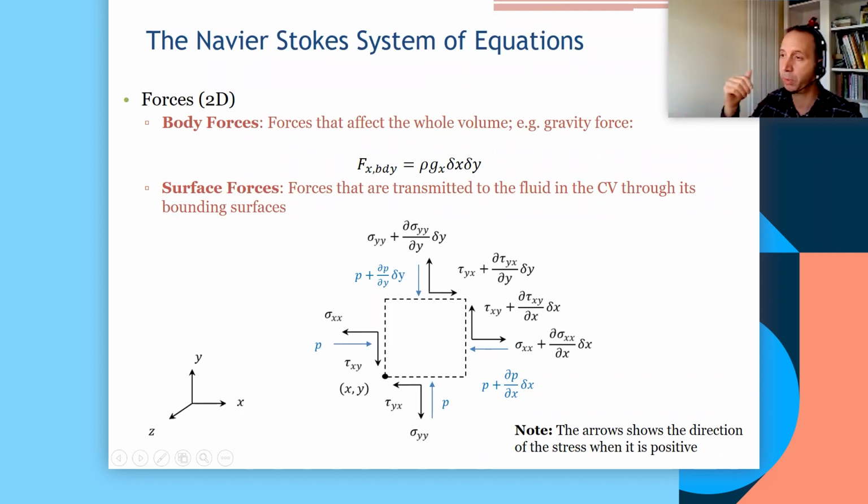Other examples could be a momentum source of some sort. You may have a turbine or something else that acts, or it could be a magnetic or electromagnetic force, something that acts on the mass of fluid inside the control volume. After that, we have surface forces. Instead of looking at the fluid inside, we look at what happens at these virtual boundaries of the control volume. You have fluid outside and fluid inside.